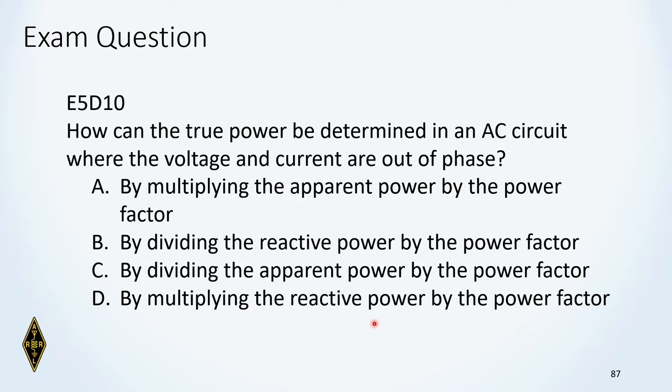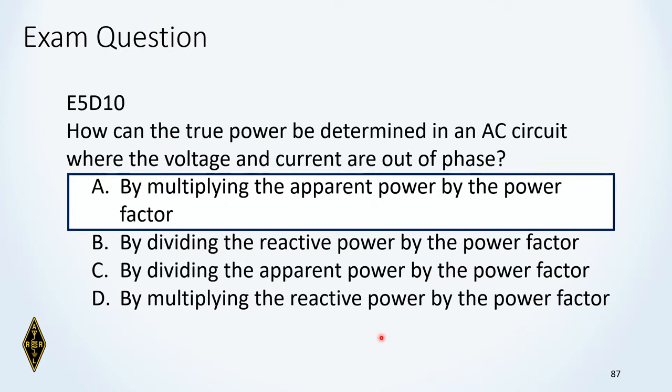How can true power be determined in an AC circuit where the voltage and current are out of phase? Don't you think about that? So they're asking for true power, and it is A. Now the apparent power, we don't know what's in the circuit, but we do know how many volts and how many amps are involved. And if we know the power factor, then we can calculate that, which is the true power. So if it was 1,000 watts VA.